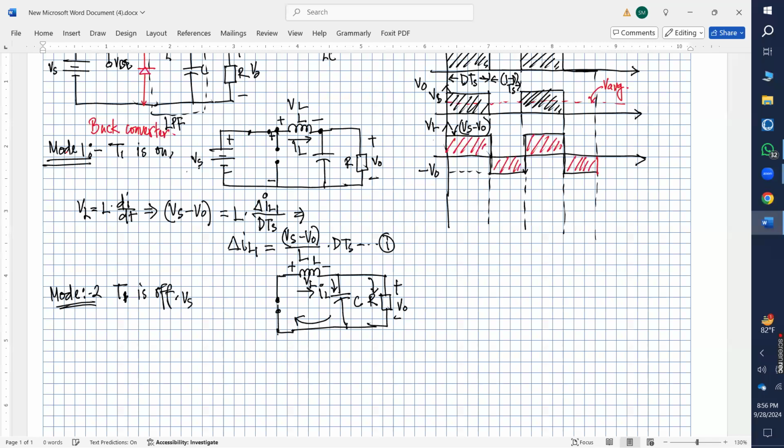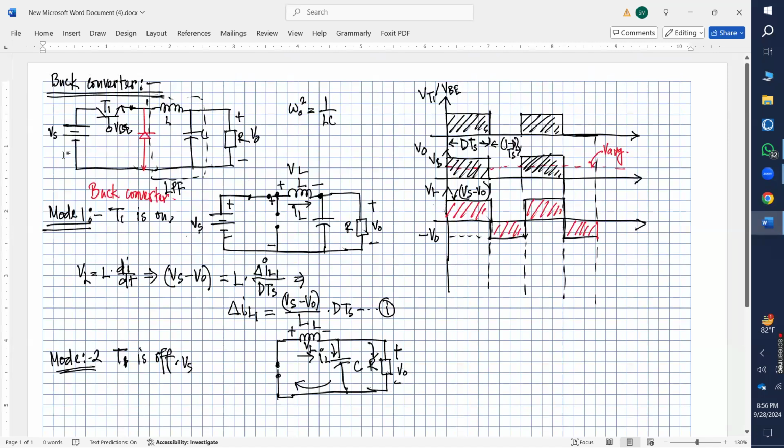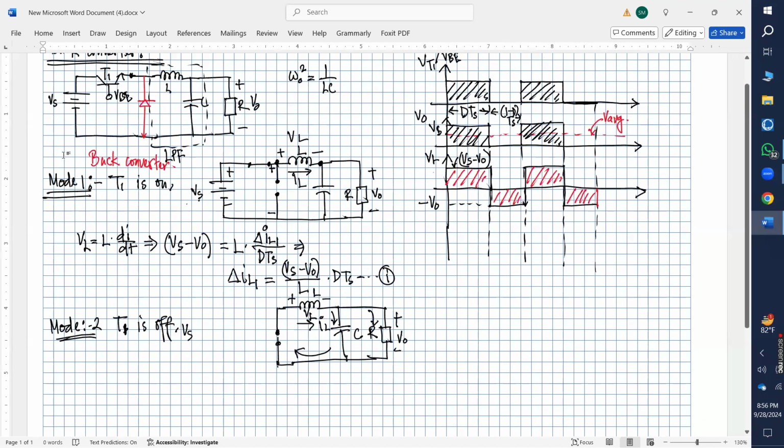Any confusion? Sir, I have a question. Won't the polarity be minus then plus? Because we are considering the inductor voltage like this, the positive terminal here and the negative terminal here. But as you can see, when T1 is off, the positive terminal is connected to the ground, and the negative terminal is connected to the positive terminal of the output.